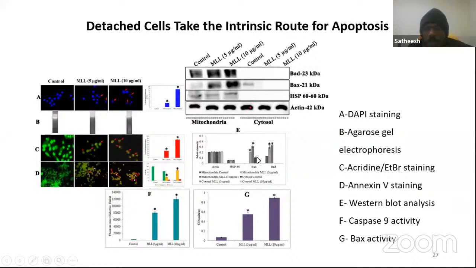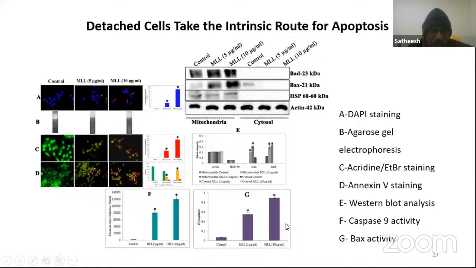DNA fragmentation is happening. DAPI staining was done, and agarose gel electrophoresis, where we took out the DNA and analyzed it. We used acridine orange and ethidium bromide staining, which shows the integrity of the membrane, Annexin V staining for phosphatidylserine, and Western blot analysis for different molecules.